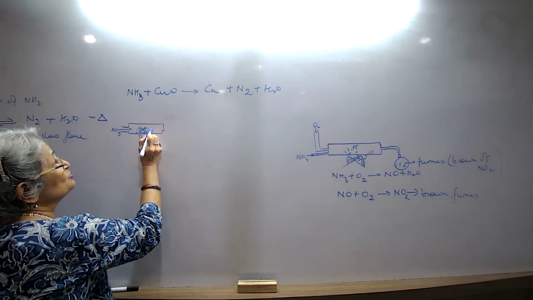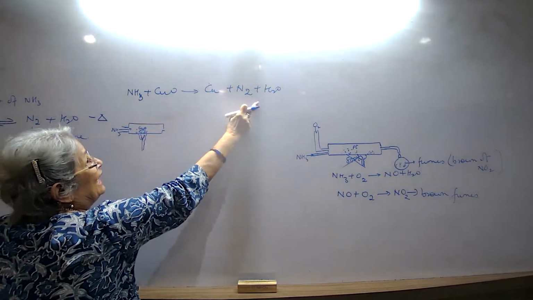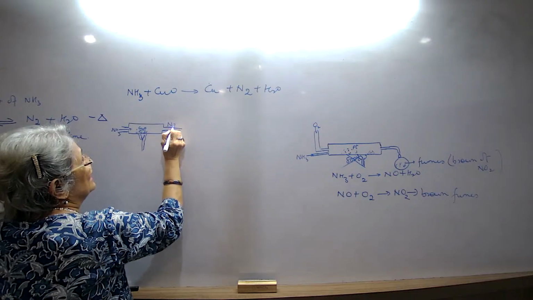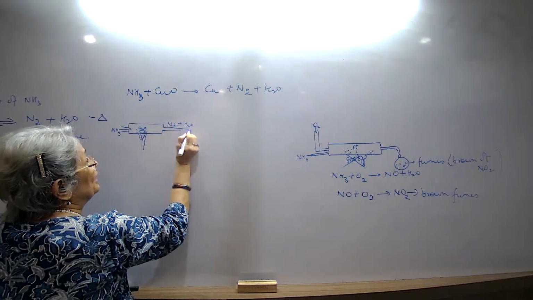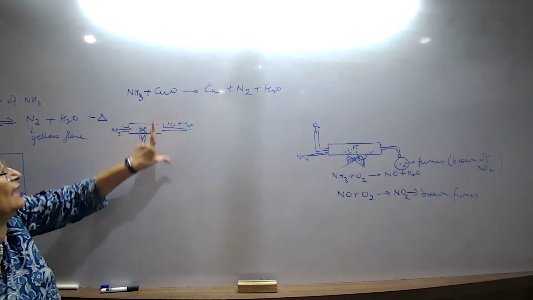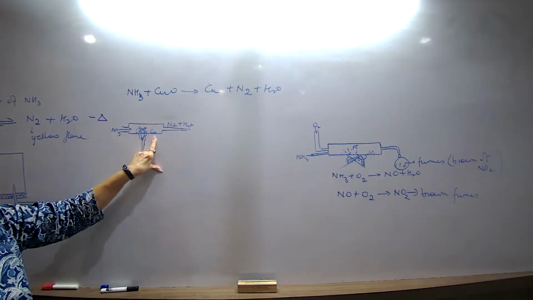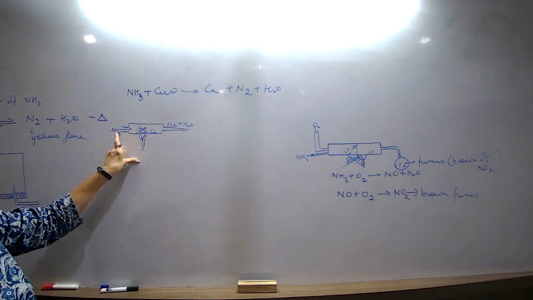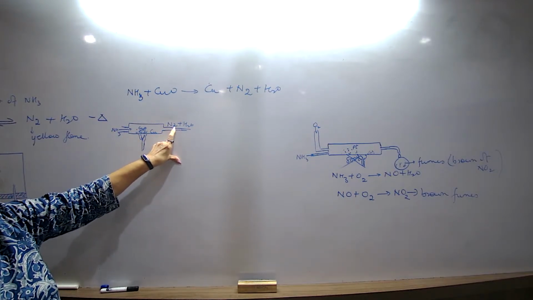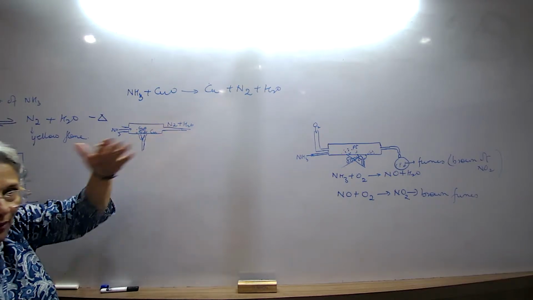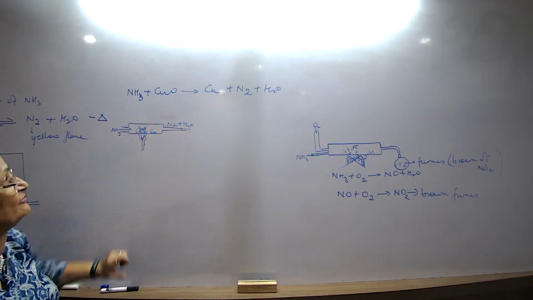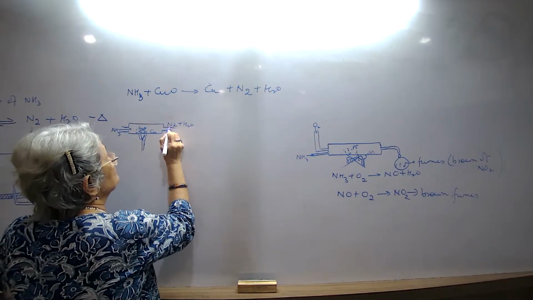And what you're going to get, nitrogen and water are coming out from here. Now, what is left here is copper. Copper oxide has become copper, so copper is here. Your ammonia has been oxidized to nitrogen. Hydrogen is taken away, so it got oxidized to nitrogen. And you have got your water left here.